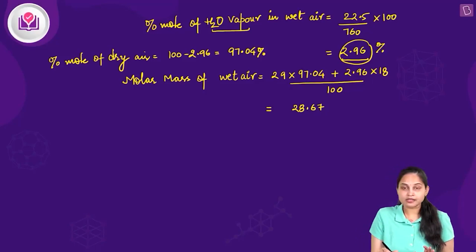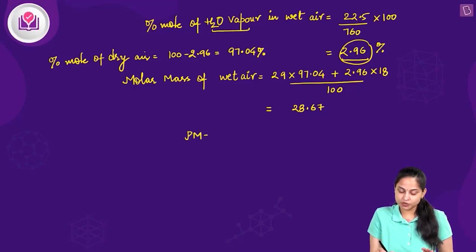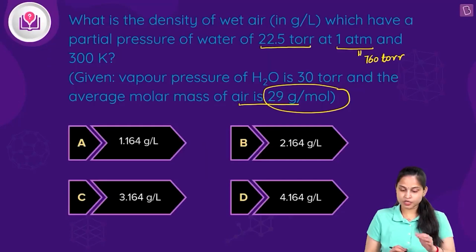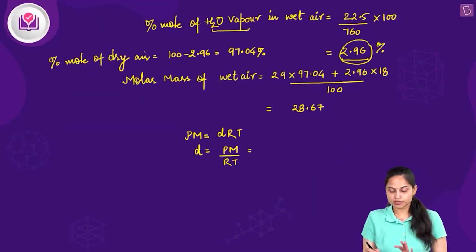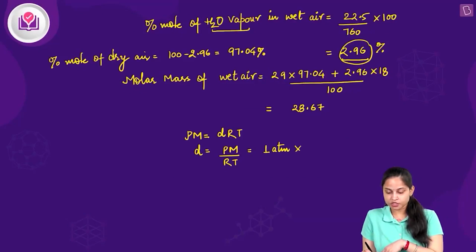Now we also know the relationship between density and pressure. It is PM equals dRT. That means density is equal to PM by RT. What is the pressure given to us? P has been given to us as 1 atm. What is the molar mass of wet air? It is 28.67 grams per mole.